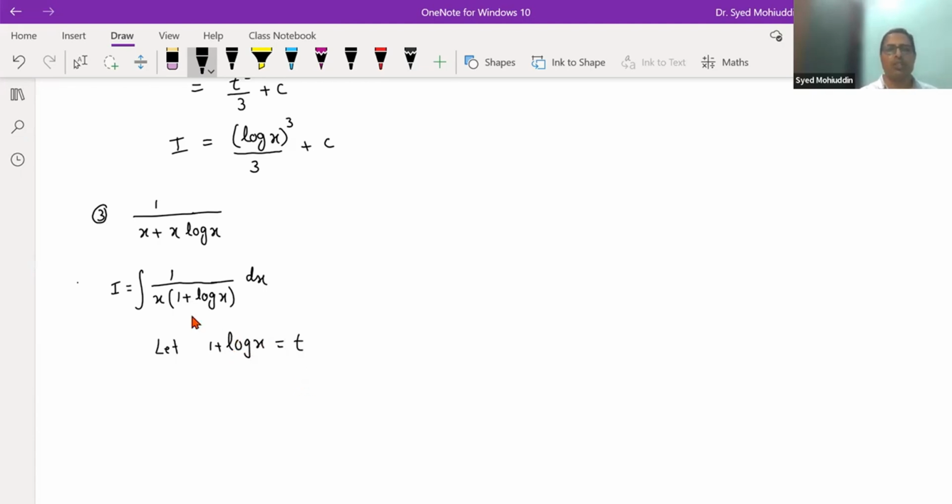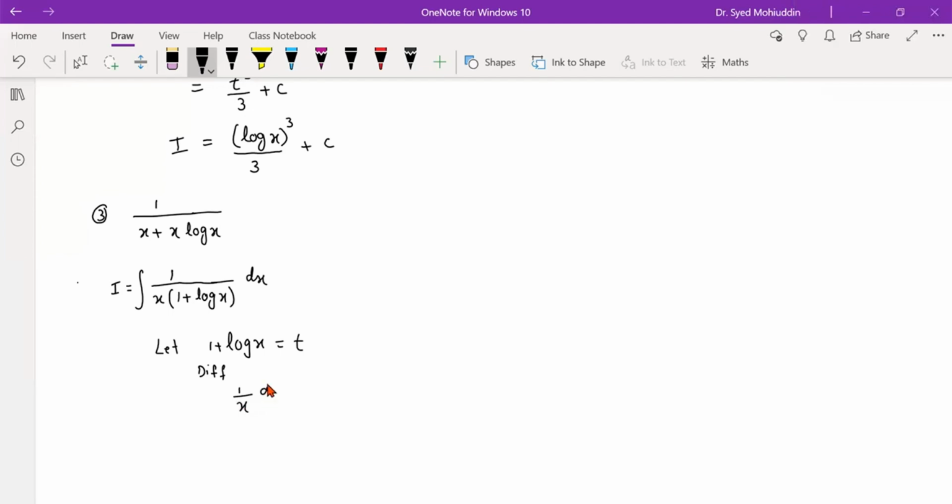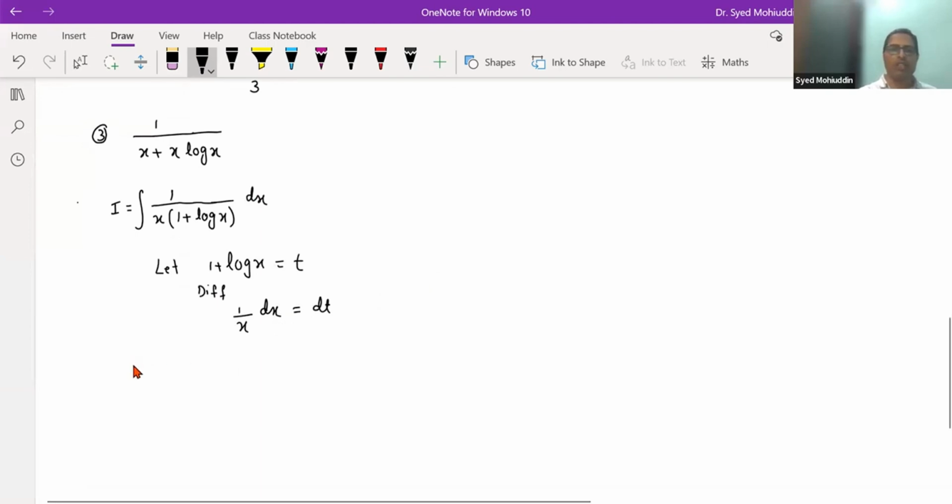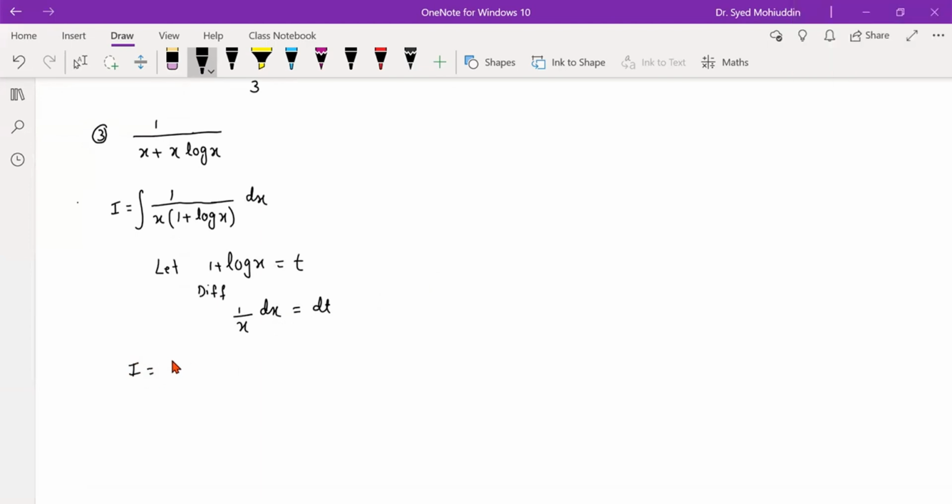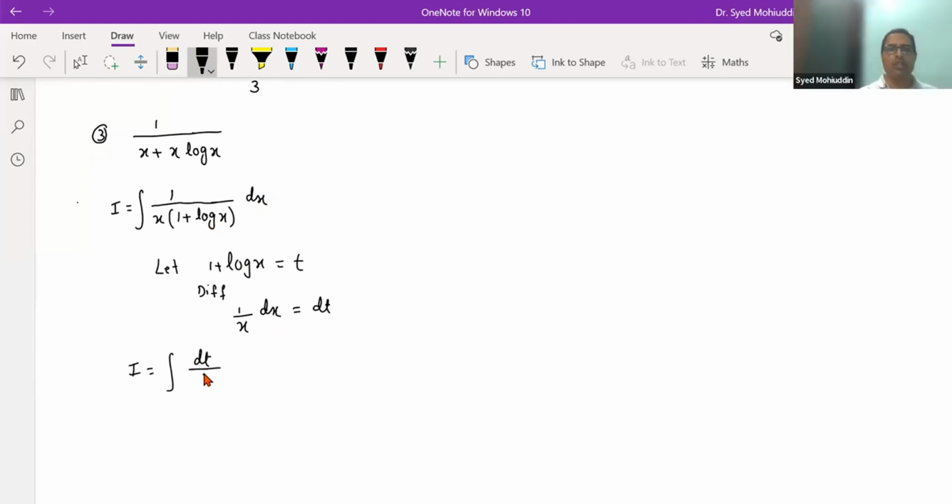Because we know its differentiation of log will be 1 by x, which is already there. Therefore, if we try to differentiate this one, where the constant is 0, then differentiation of log of x into derivative of x will be dx is equal to dt. You can find that one. So you will be getting the value as I is equal to integral of 1 by x into dx, its value is dt there, divided by this denominator 1 plus log x, which is t.